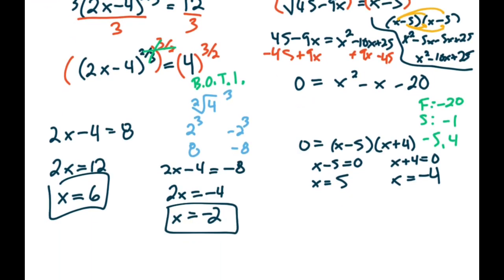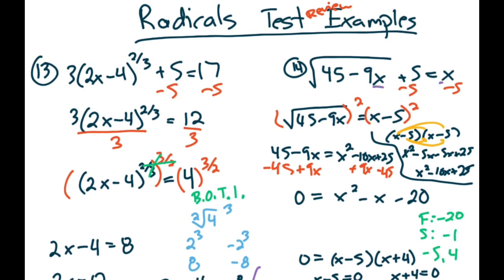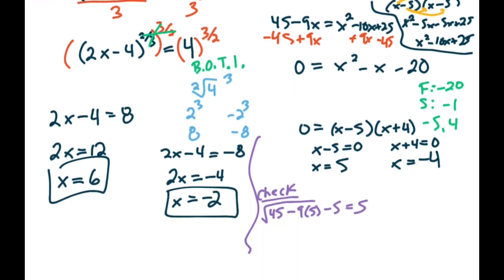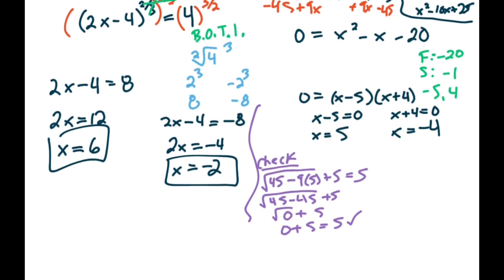Let's do it in purple. So I'll check the x equals 5. This is the square root of 45 minus 9 times 5, plus 5, and we're seeing if this equals 5. So all I did was plug in a 5 for the x's. Oop, that's a plus 5 here. So this becomes the square root of 45 minus 45, plus 5. So this is the square root of 0 plus 5, which is 0 plus 5, which equals 5. So this one works.